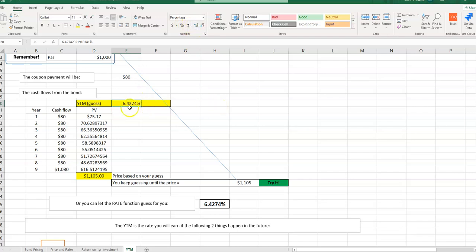So we did it this way by guessing. This way is the Excel rate function, but it does the same thing behind the curtain. It's guessing too, right? So that's that.